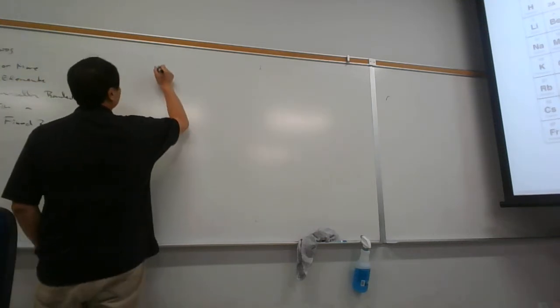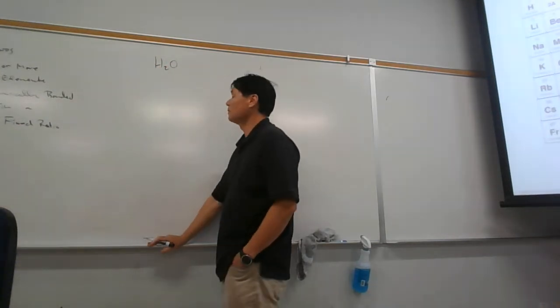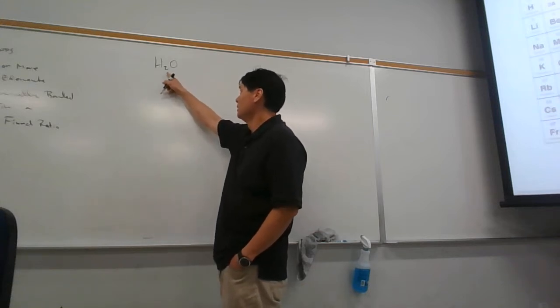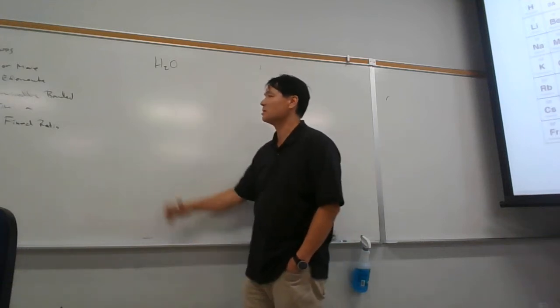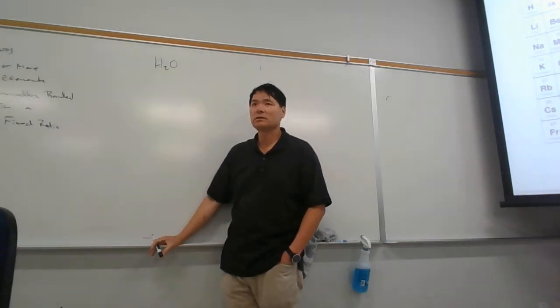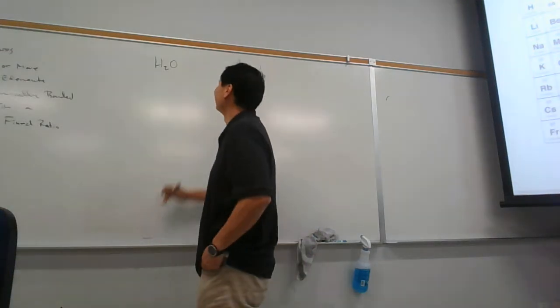So let's look at water, H2O. This is a compound: two or more elements chemically combined in a fixed ratio. So we have the law of multiple proportions. The law of multiple proportions says simple whole number ratios, and then we have the law of constant composition. The law of constant composition says that pure water anywhere in the universe is going to have the same constant composition, H2O. That's it.